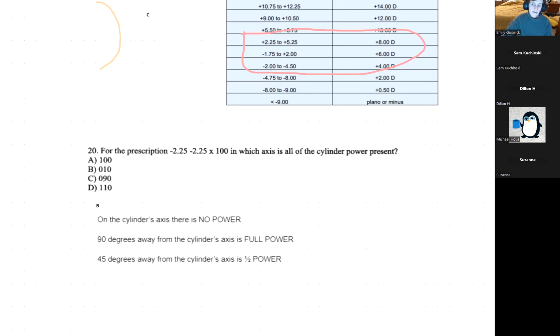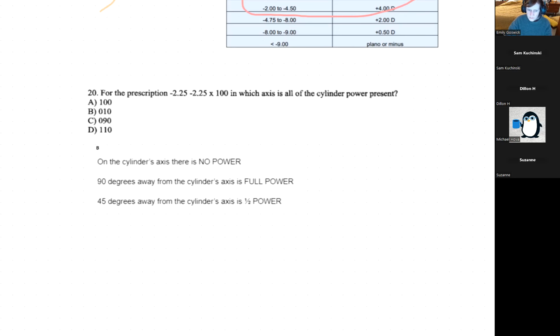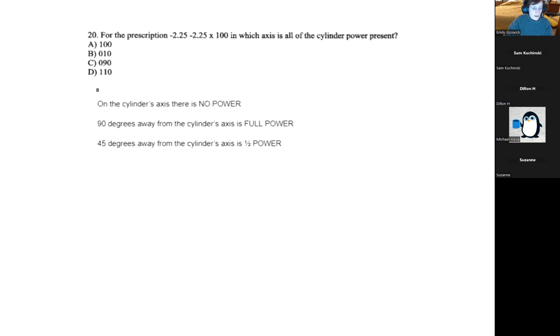Pretty straightforward on that one, but definitely remember how the cylinder works. And when you see that cylinder axis number written, that's no power. All right. So let's do a couple, or one. I think I just have one more of those, and I'm going to do that one next since we're on that topic. So let's go ahead with that one.